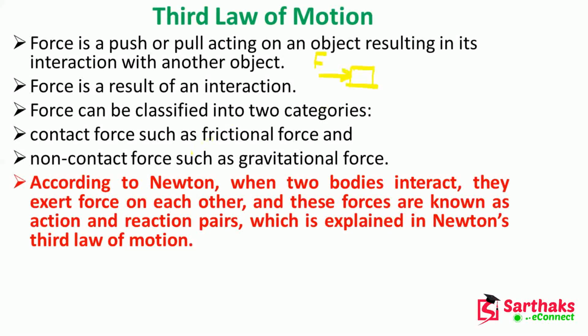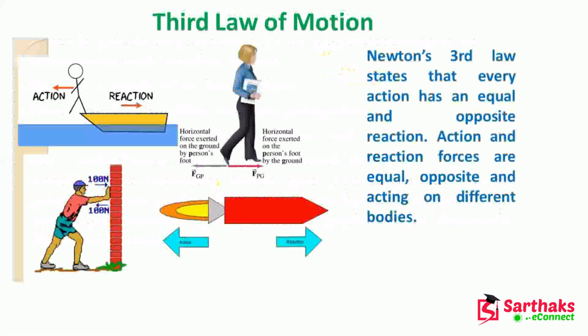Now according to Newton, when two bodies interact, they exert force on each other. And these forces are known as action and reaction pairs, which will be explained in this third law of motion. So when two bodies interact, they exert force on each other. That we will discuss here in Newton's third law of motion.